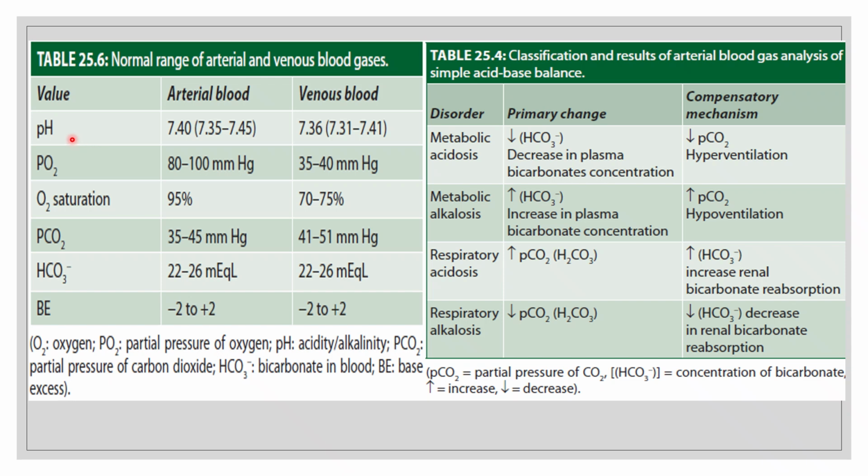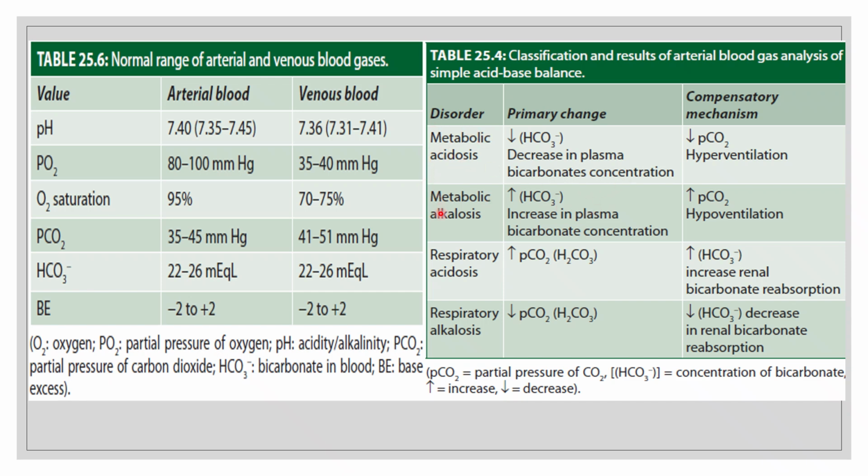And these three important parameters, pH, partial pressure of carbon dioxide, and the concentration of bicarbonate ion, are more than enough to diagnose the metabolic or the respiratory disorders. So we will see in this table what happens in metabolic acidosis, what are the results of ABG analysis.